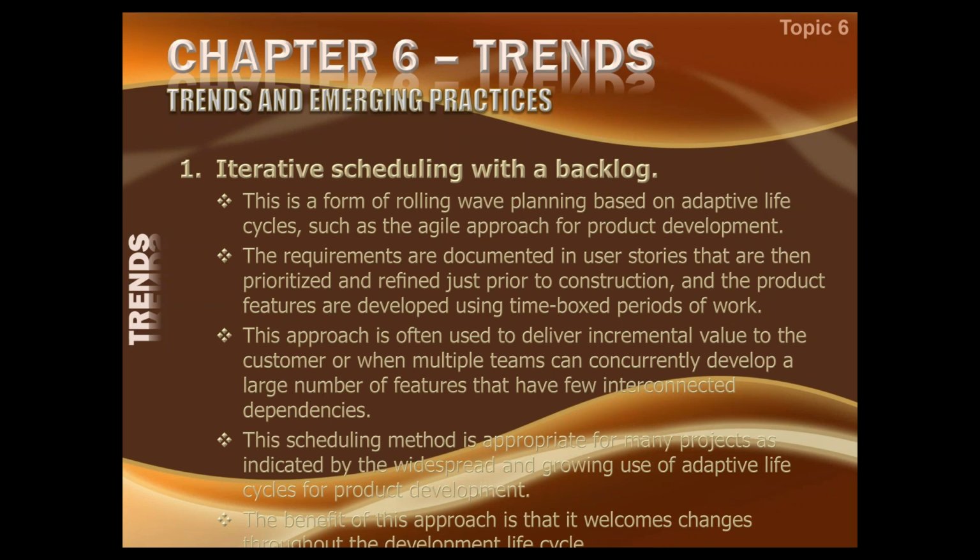Naturally, as I said, the epics are collected, then epics are broken down and refined into user stories, then they're prioritized. They're all lying in the product backlog, which is then prioritized and refined just prior to construction, and the product features are developed using time boxed periods of work. Time boxing means the iteration. Iteration is time boxed to say 4 weeks or 1 month. So we have time boxed periods.